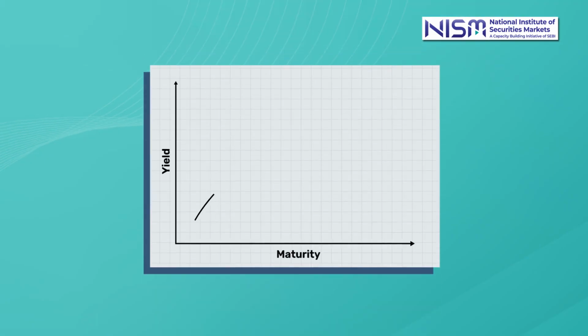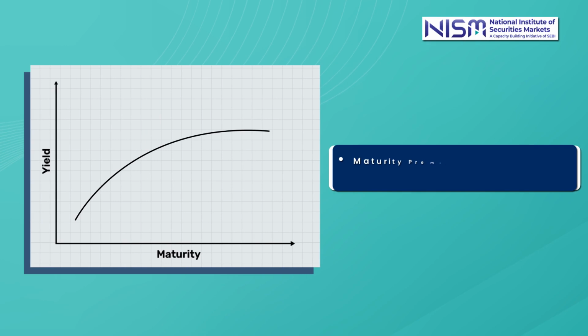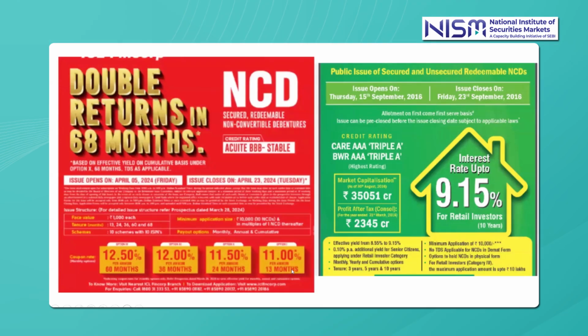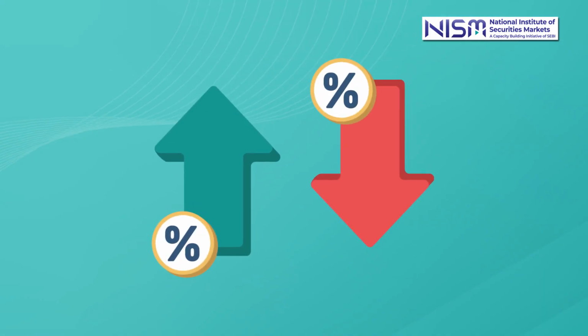And the last one is the maturity premium. With more maturity, the rate increases. If you see 13 months, it is 11%, but when you go to the 60-month time period, it goes to 12.5%. So the longer the maturity, the higher the rate. This is the basics of the rate.